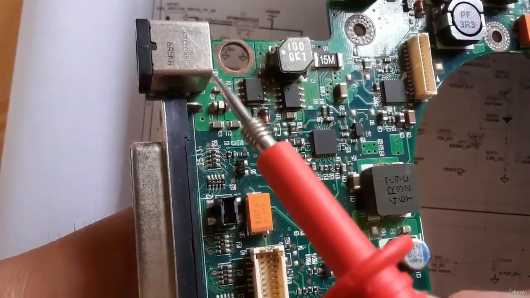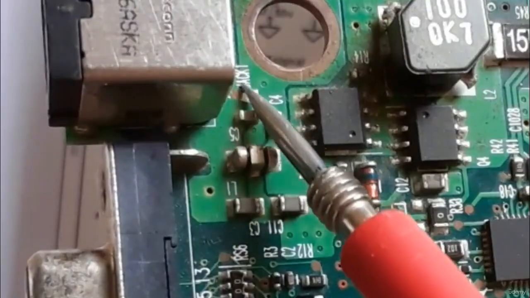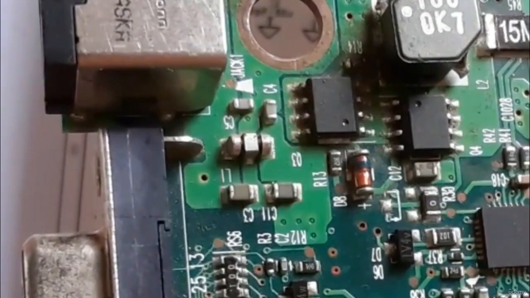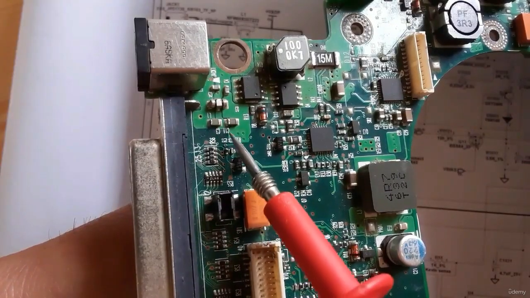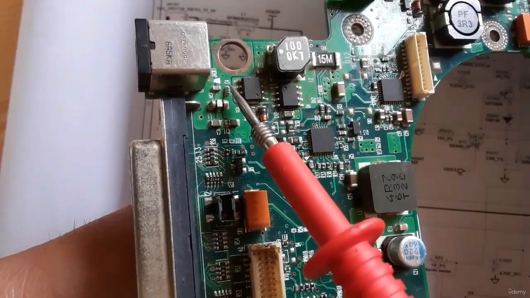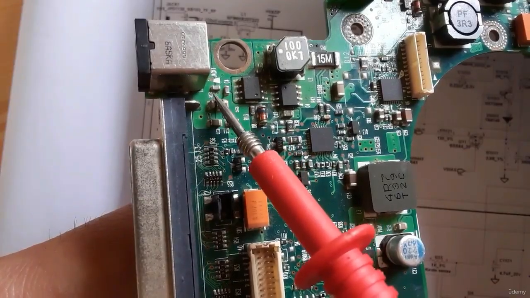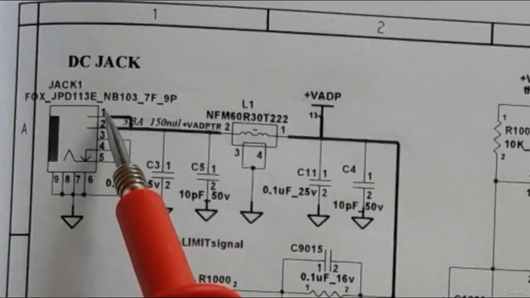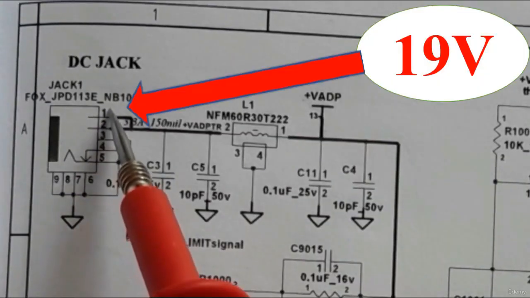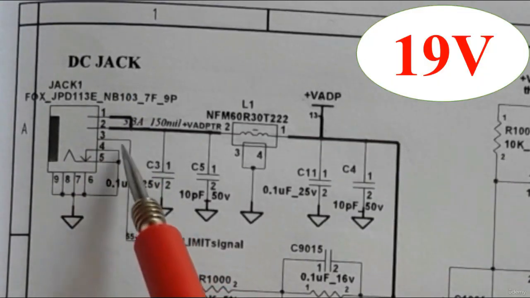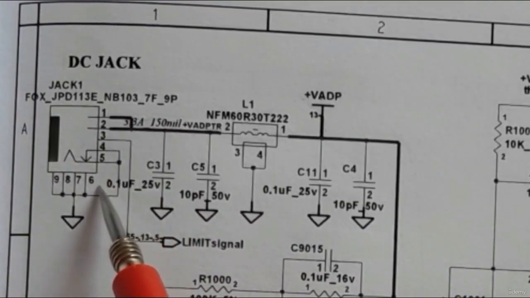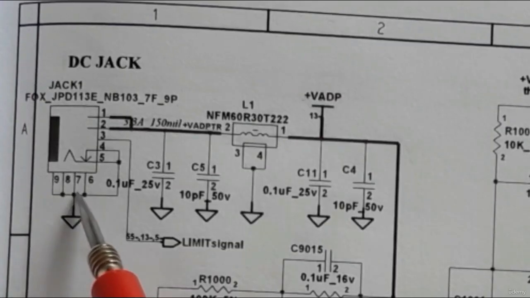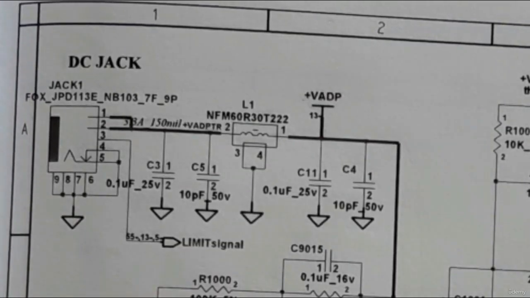Near the power jack, this is the inductor, and here we have the capacitors. The inductor has a reference L and the capacitor has C. We have 4 capacitors and 1 inductor, the same as we saw in the schematic. Here we have the power rail, 2 pins, and here we have the ground. All these pins are connected to the ground.